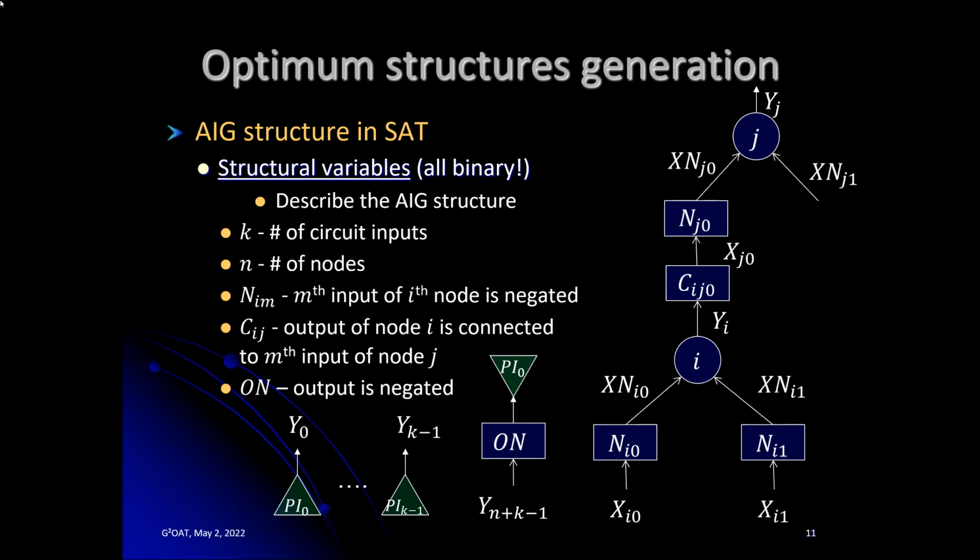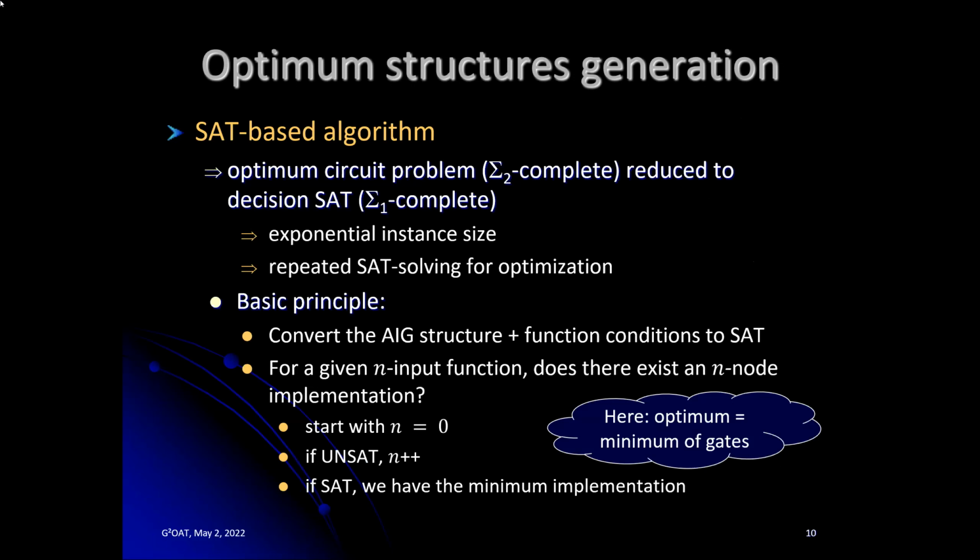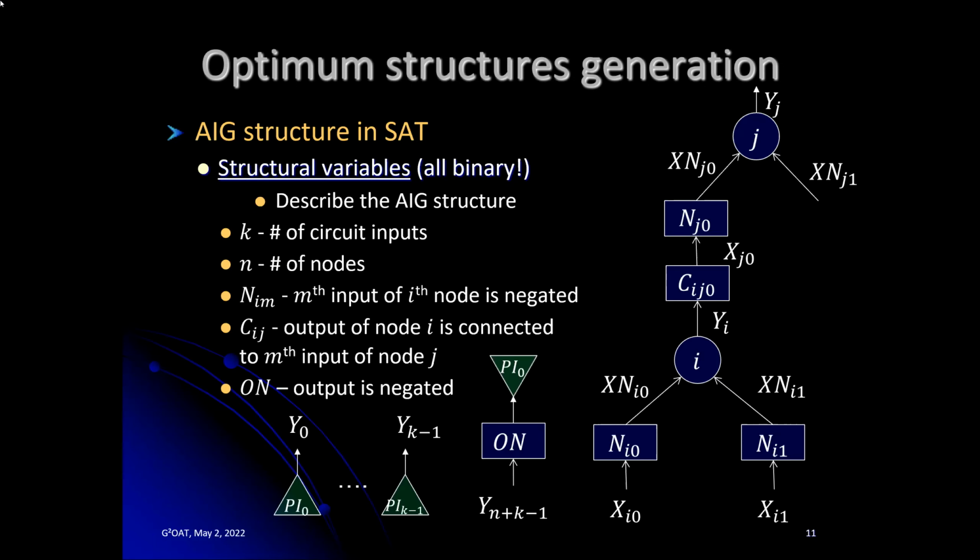So in AIG, I said that an edge could be possibly negated. So basically, we have a K, it's a circuit. So in this slide, this should be K, sorry, not M, not N, but K, my mistake. K is the number of circuit inputs, so primary inputs. N is the number of nodes.